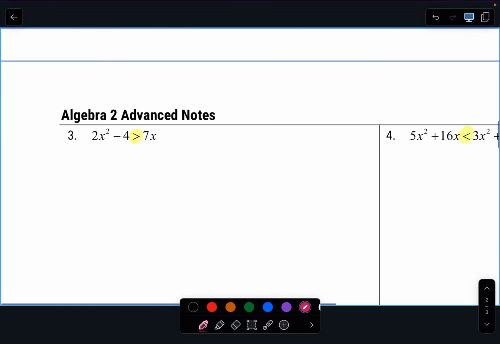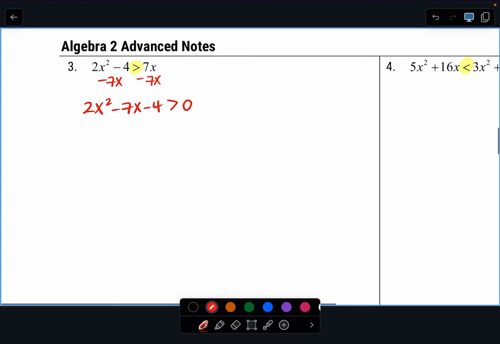Okay, now for number 3, I don't have everything on one side, so I'm going to subtract 7x from both sides of the equation, and that's going to give me 2x squared minus 7x minus 4 greater than 0. Now, when I go to factor this, I'm going to get something that multiplies to be negative 8 and adds to be negative 7. So the two numbers that work for that are negative 8 and positive 1.